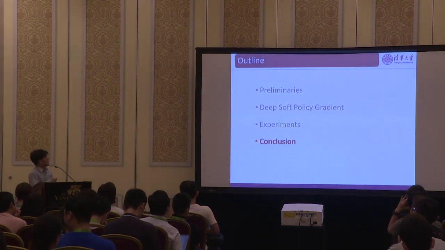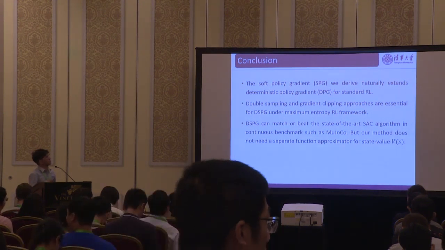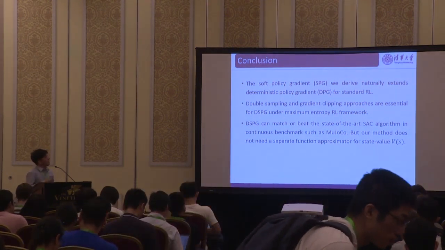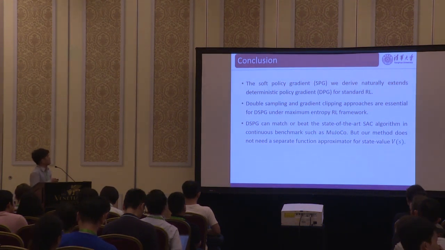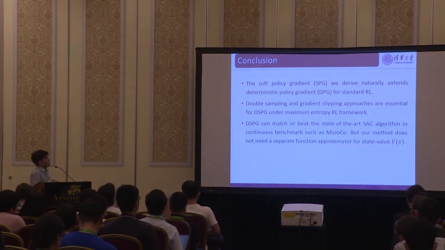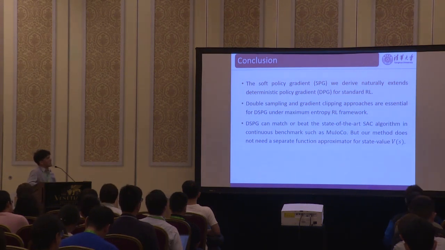Okay, finally, let's briefly summarize some conclusions. First, the soft policy gradient we derive naturally extends the deterministic policy gradient for standard reinforcement learning. But different from standard reinforcement learning, the optimal policy in our method is stochastic. Second, double sampling and gradient clipping approaches are essential for our proposed DSPG under the maximum entropy reinforcement learning framework. In fact, ablation studies show that DSPG will not work without double sampling or gradient clipping.